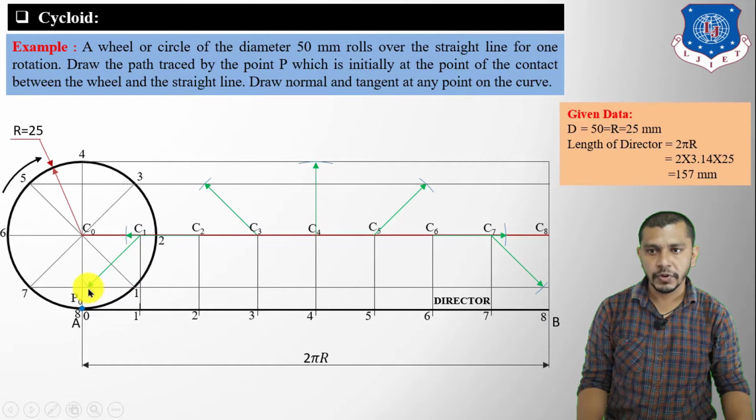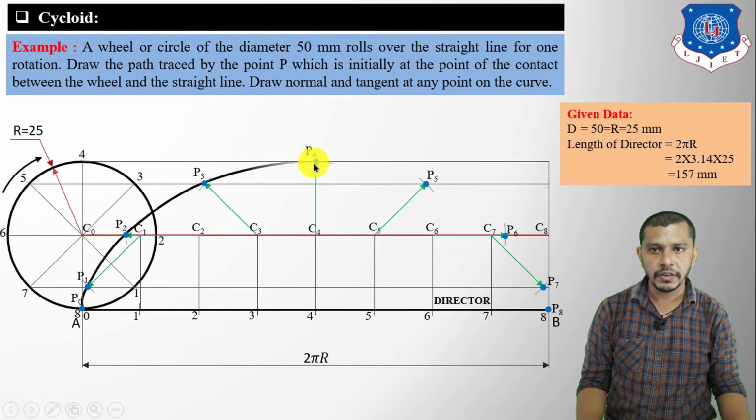Now mark these points P1, P2, P3, P4, P5, P6, P7, and at 8 it will be our P8. Now draw a freehand curve passing through these points, that means from P0, P1, P2, P3, P4, P5, P6, P7, P8. Draw a freehand curve. That freehand curve will be our cycloid.